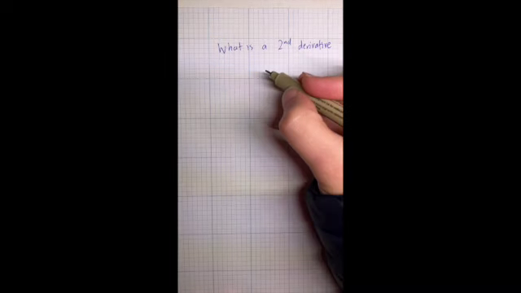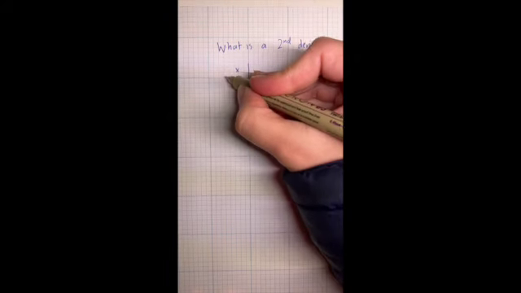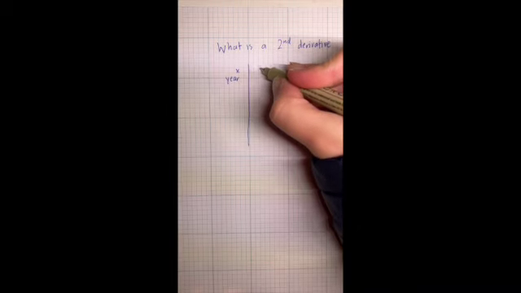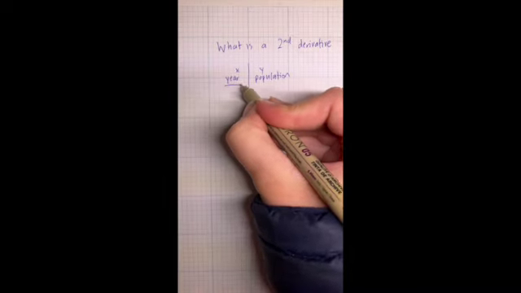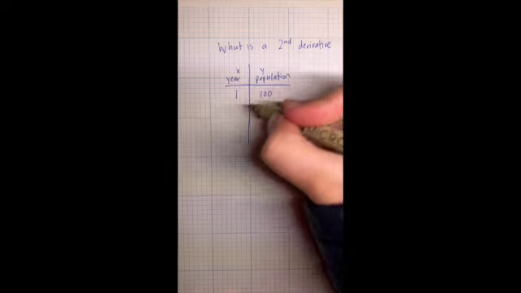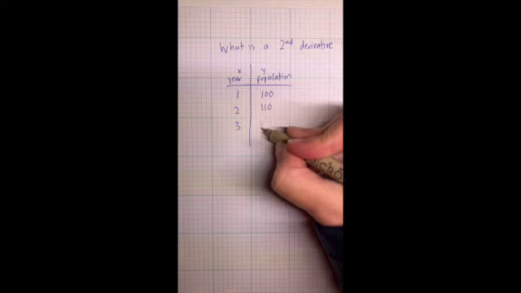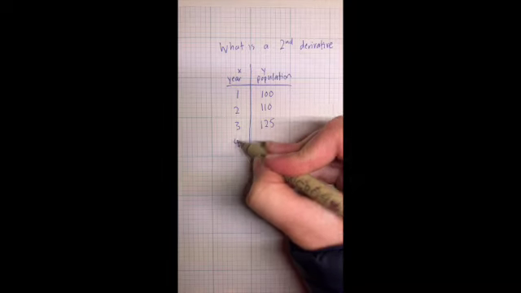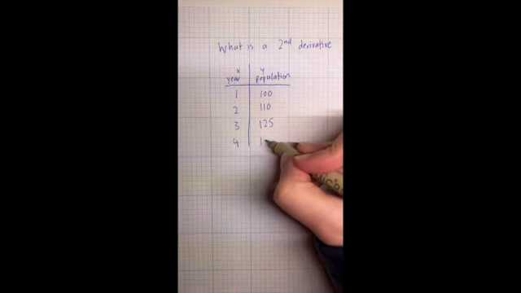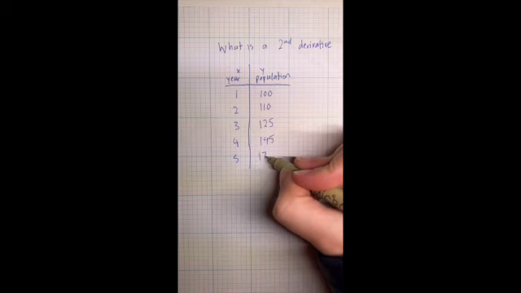So let's say you have some population that's growing. Population grows by more and more every year. So x could be our years, and y could be our population. Let's say in year 1, the population is 100. In year 2, it's 110. Year 3, it's 125. Year 4, it's 145. And year 5, it's 170.